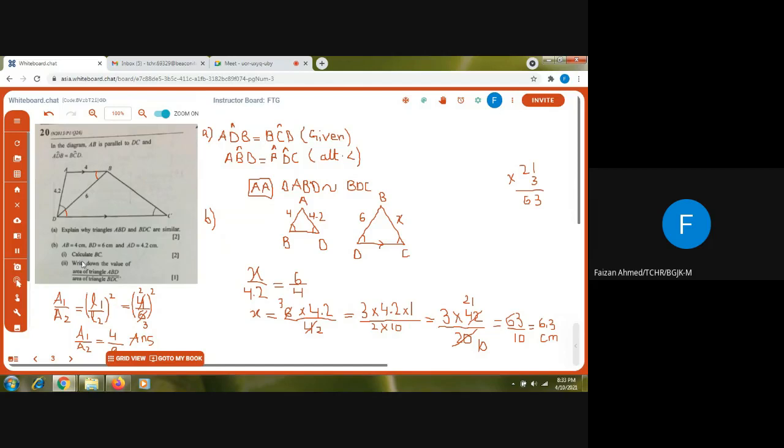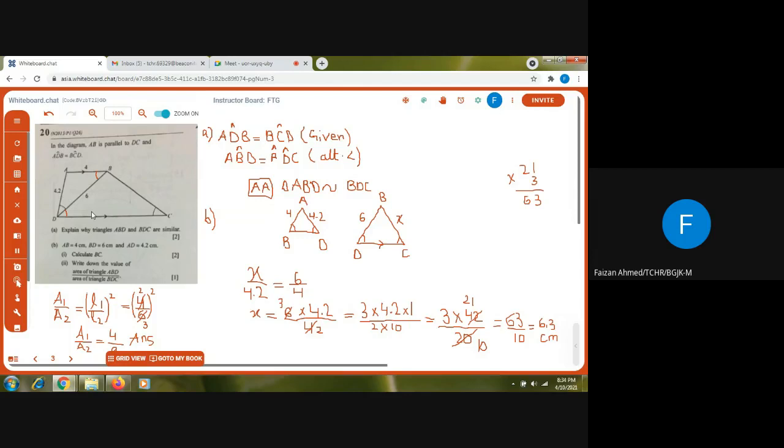Starting with the first part, we have to explain why these two triangles are similar. To prove similarity, we have three tests: the angle-angle similarity test, the side-side similarity test, and the side-angle-side similarity test. We have to use any one of them. Looking at the data, the lengths of the sides are not given completely, so we cannot use the side tests, and we are left with only one option, the angle-angle similarity test.